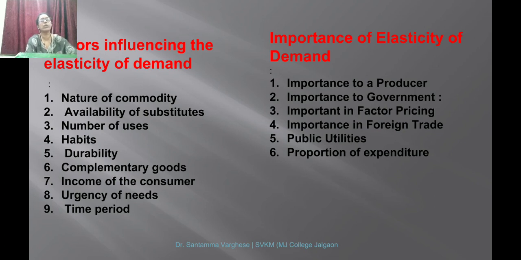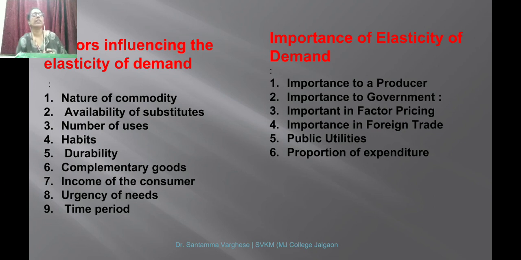Then public utilities. What are public utilities? Public utilities mean railways, which have an inelastic demand. Government can either subsidize or nationalize them to avoid the consumer's exploitation. So in this, elasticity of demand is very important to study. Then proportion of expenditure. If the proportion of expenditure in the person's income is small, then the demand for the product is relatively inelastic. For example, newspaper. If the proportion of expenditure is large, then the demand for the product is relatively elastic.